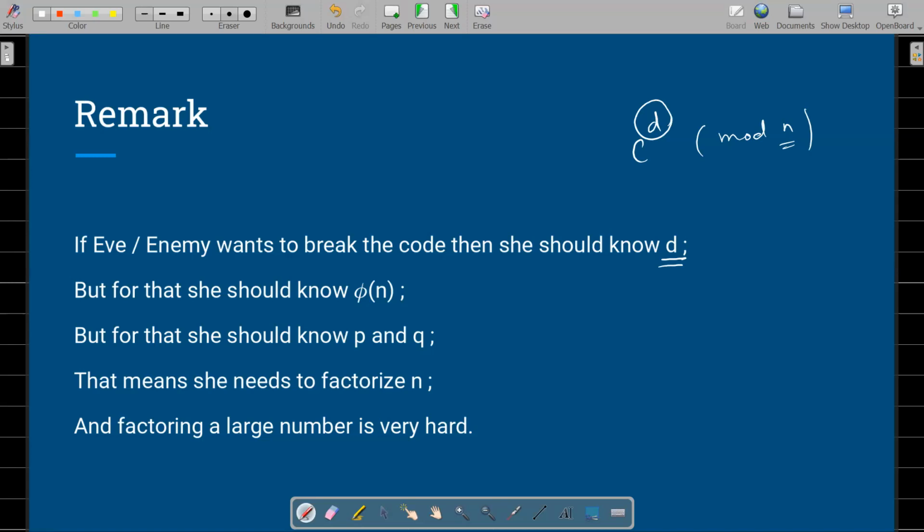But what is D? D is the inverse of E modulo phi. So ED is 1 mod phi, right? So E is made public, and therefore for finding D, Eve should know phi, because I have to take the inverse with respect to what number. That should be clear to me. Then only I'll find D, right?